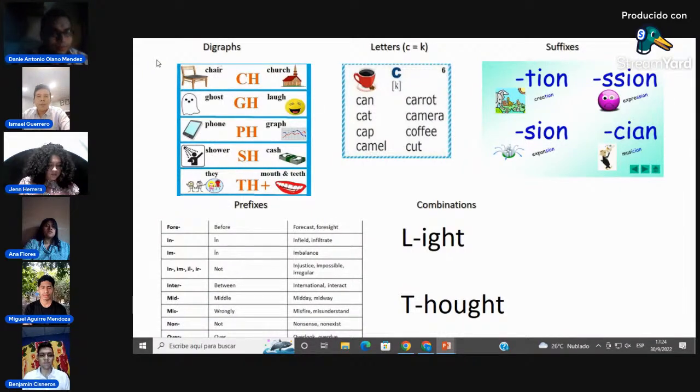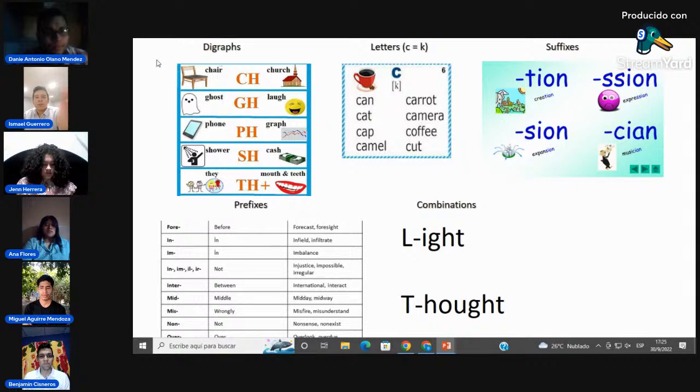Okay, we have the grapheme. As you can see, there are some examples that we can use, like chair, church, cost, laugh, fun, graph. And also we have letters. For example, we have already seen this in other subjects about the letters, right? For example, C, that we can represent as a K. And here you have some examples: cam, cat, cap, carrot, camera, coffee.